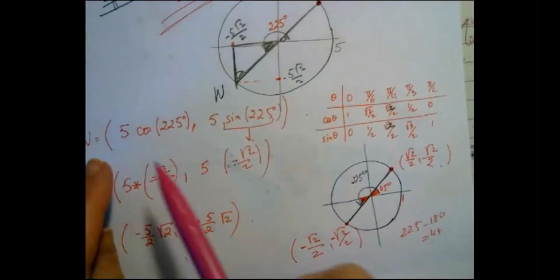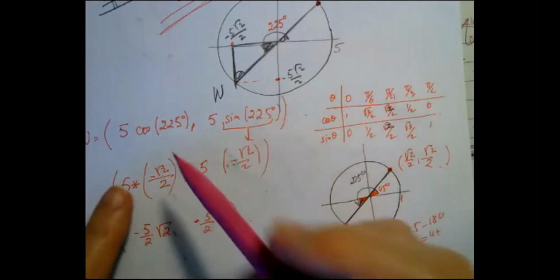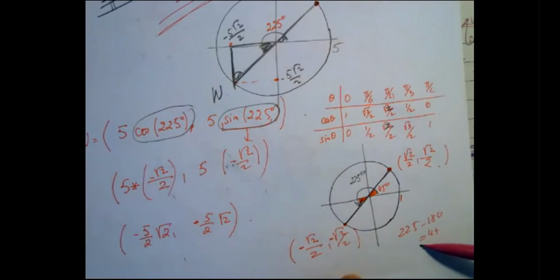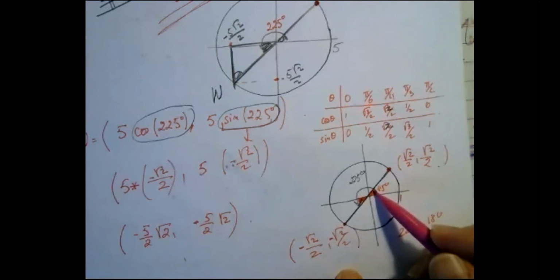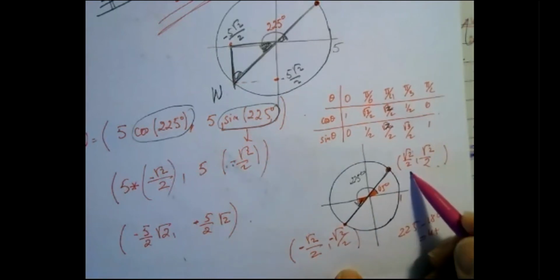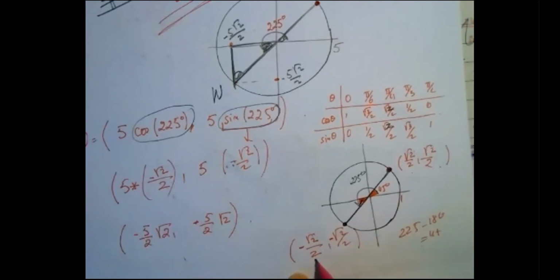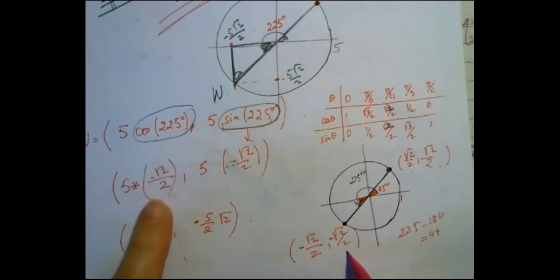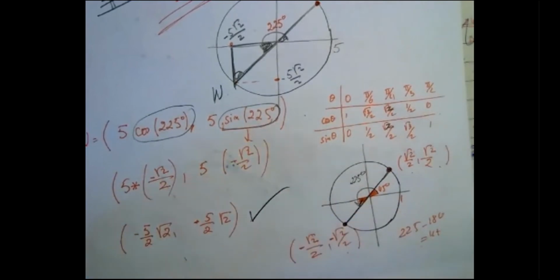So the idea is the formula: 5 cosine, 5 sine of the angle. And then we said, can I find the exact value of those? So we went down to my unit circle. This is the angle 225, the reference is 45. It means this point is square root of 2 over 2, square root of 2 over 2, so this point down here is the minus and the minus. This gives me the cosine of 225, I multiplied by 5, the sine, I multiplied by 5, and I am done.